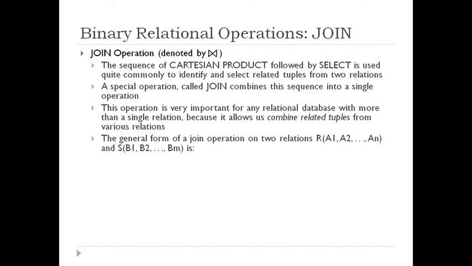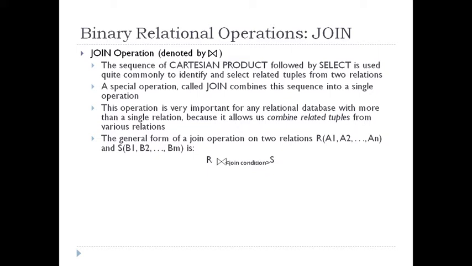The general form of join operation on two relations: you have to use two relations such as R and S, where R has attributes A1, A2 up to AN and S has attributes B1, B2 and so on. Now we represent join like this. You can see the symbol here for the join, and you need to specify a specific condition, like how you specify a condition in the select operation. Similarly here you have to write the condition, some boolean expression.